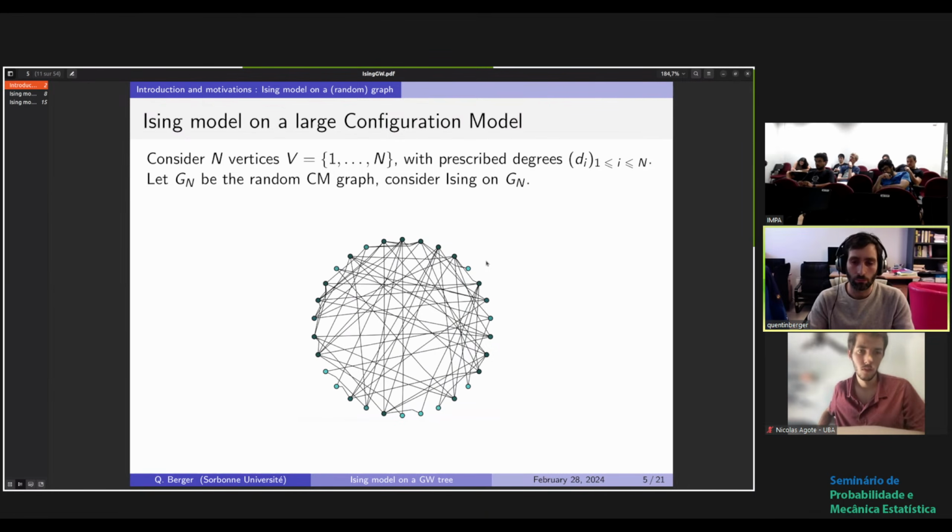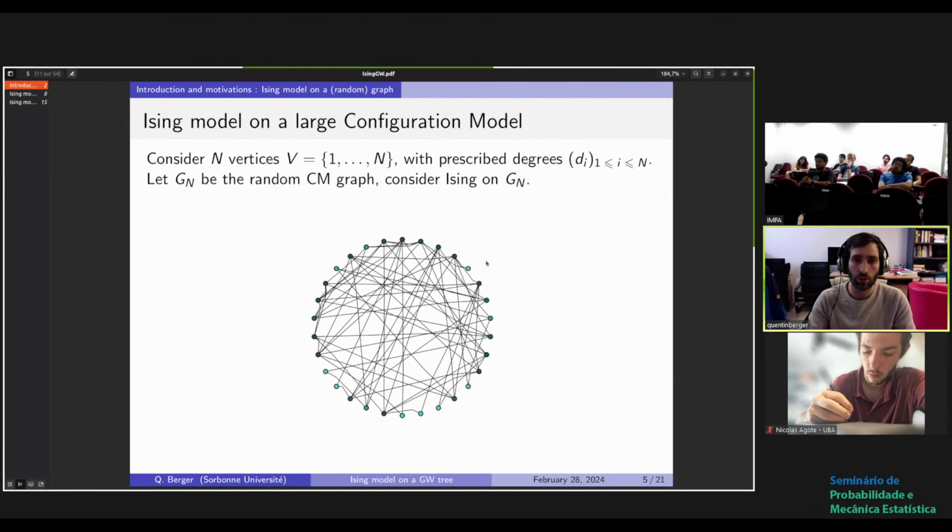Okay, and what you want to understand is the magnetization of a given vertex. Here I didn't put any external field yet. And I talked about boundary conditions. Here you don't have a natural boundary on that graph. And what we were interested in was to put some kind of random boundary.